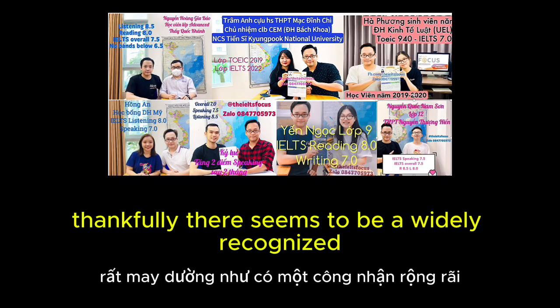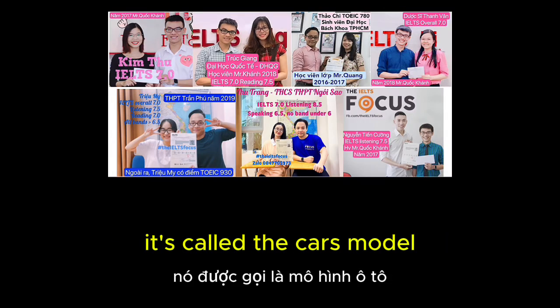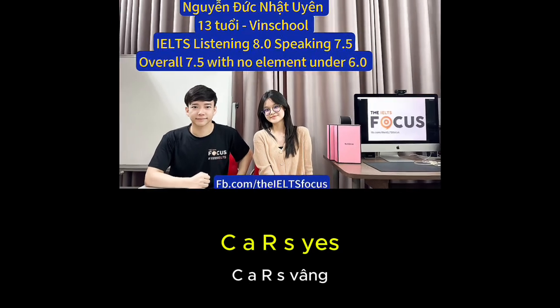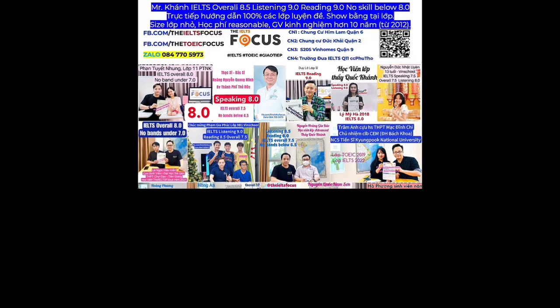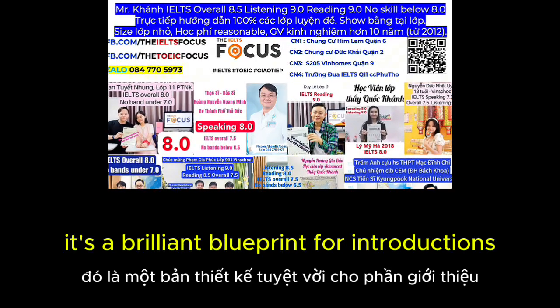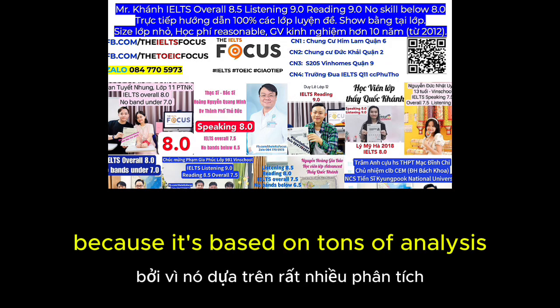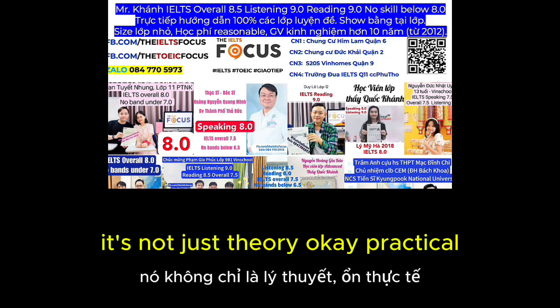Thankfully, there seems to be a widely recognized framework to help us out here. It's called the CARS model. C-A-R-S. Yes, the CARS model. It stands for Creating a Research Space. Developed by John Swales, it's a brilliant blueprint for introductions. And it's particularly helpful because it's based on tons of analysis of actual published papers. It's not just theory. Okay, practical.